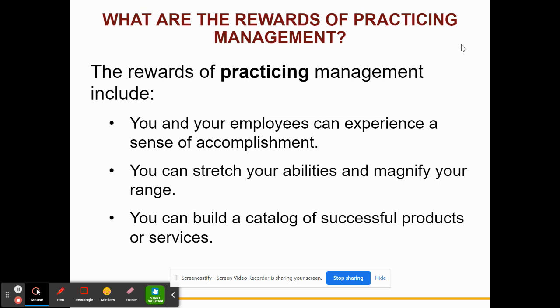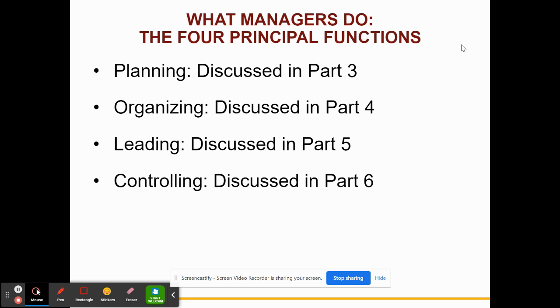And then you can build a catalog of successful products or services. So with that, we call that a portfolio. And building that portfolio is basically a little bit of a brag book, but at the same time, if you ever decide to move on from a company, you can say, hey, this is some of the stuff that we've done or I've been a part of as a company, and that can really set yourself apart when it comes to getting a different job.